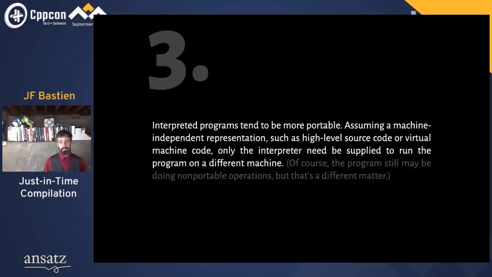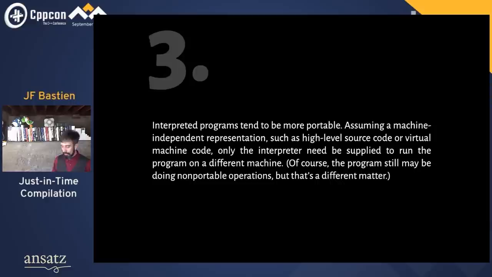Of course, the program still may be doing non-portable operations, but that's a different kind of code, right? So if you expose, say, system or something like that, and you just shell out, if the shell doesn't exist on the target platform, of course you're not portable, right? But by and large, interpreted languages are pretty portable. And that's a huge upside for programs that are entirely JITed. Even though the JIT itself has to be compiled for the target architecture, the rest of the program doesn't necessarily need to be. You can still expose non-portable stuff, but the program that's being JITed can be easily portable.